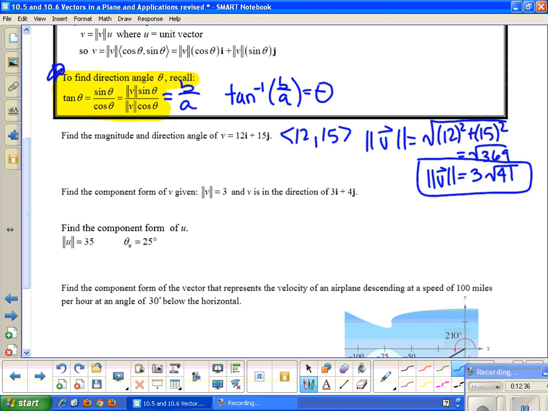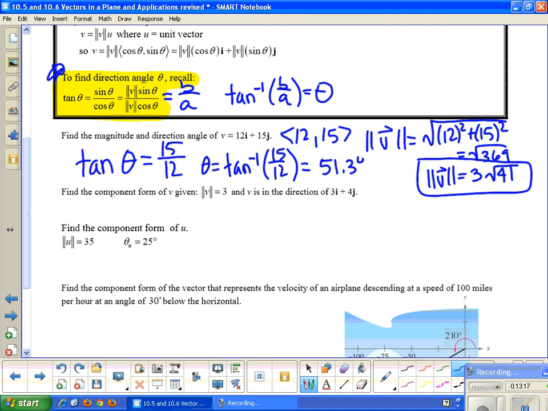Now I need to figure out the direction. The direction is going to be the tangent if we know the components a and b. So the tangent of theta is equal to sine over cosine, so b over a, which is your y over your x. Then theta is equal to the tangent inverse of 15 over 12. You can plug this into your calculator, and make sure you're in degree mode when we're talking about vectors, not radian mode. In degree mode, the direction would be equal to 51.3 degrees.